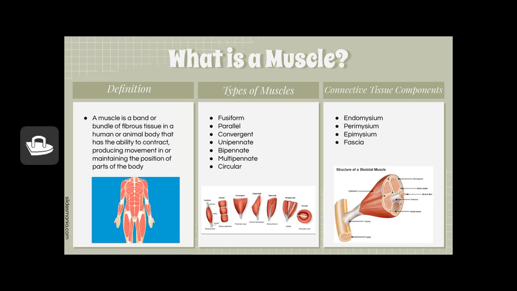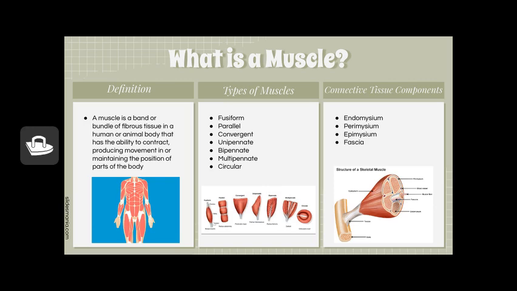Next on our list, we have the unipennate muscles. In a unipennate muscle, the fascicles are located on just one side of the tendon. The extensor digitorum of the forearm is an example of a unipennate muscle. A bipennate muscle, which is next on our list, has fascicles on both sides of the tendon. So that's the difference between the two of these muscles. Bipennate muscles can be found in the rectus femoris of the thigh.